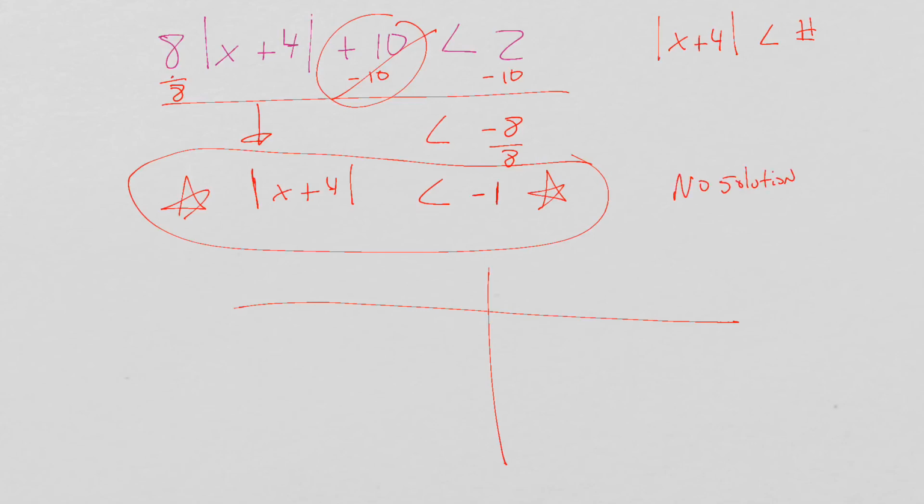If you were to type these into Desmos, y is equal to 8 times the absolute value of x plus 4 plus 10, and you also typed in y is equal to 2, you would get basically a V and a line that never touch. And that's the same thing as no solution. There are no values of x where this thing is going to be less than 2. There's just no values for x that work. So that's what no solution means.